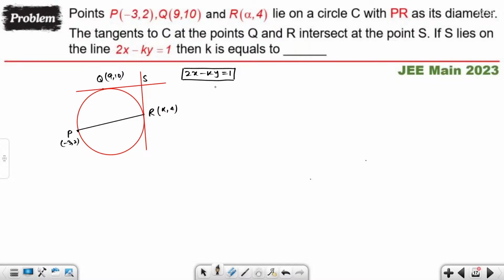So how to approach this sum? If you want to know the value of k, I must know what is my point S. Because the moment I get the coordinate of S, I will put those abscissa and ordinate, that is the value of x and y in this equation, because it will satisfy the equation. And from there, eventually we are going to get the value of k. So our main task in this problem is to find out the coordinate of the point S. Is it clear? Now, PR is the diameter. So let me do one thing. Let me join the points.